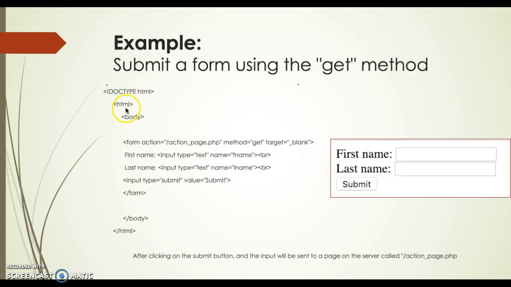This is an example where we can submit a form using the get method. So we have here the form action, which goes to action_page.php, and we have the get method. We have, in this case, the first name and the last name. After clicking the submit button, the input will be sent to a page on the server called action_page.php.